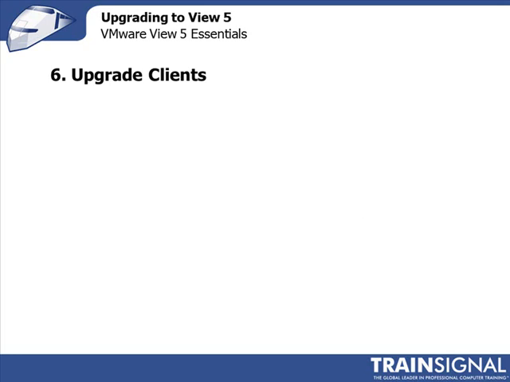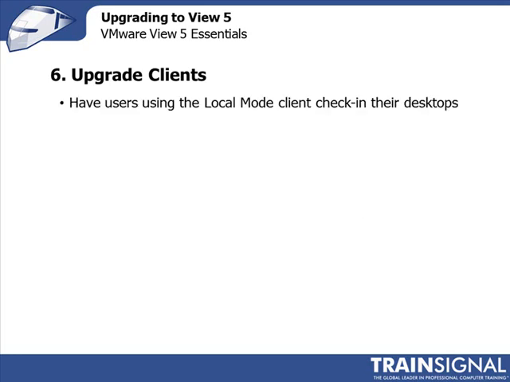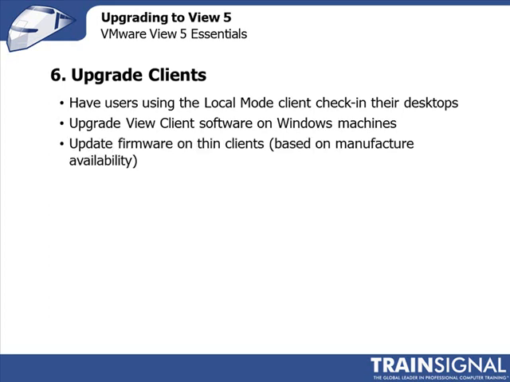Finally, upgrading your clients. If any users are using local mode, you want to make sure that their desktops are checked in. For users that are using the View client on a traditional Windows machine, you'll simply need to provide them the installer or push the installer to their desktop, which will simply perform an upgrade of the View client software. For any thin clients, you'll need to work with the manufacturer to get the latest image that they've provided that includes the View 5 agent. So those are all the steps to upgrade your environment.